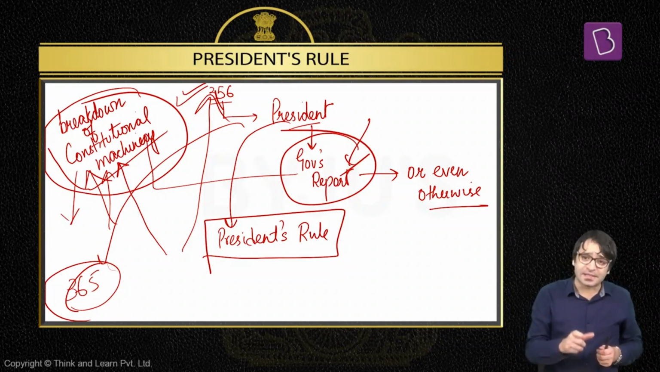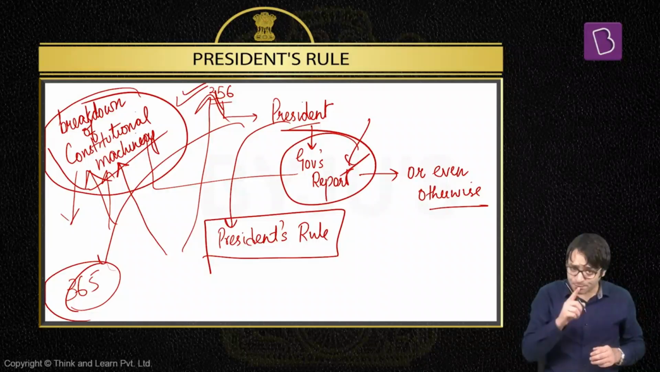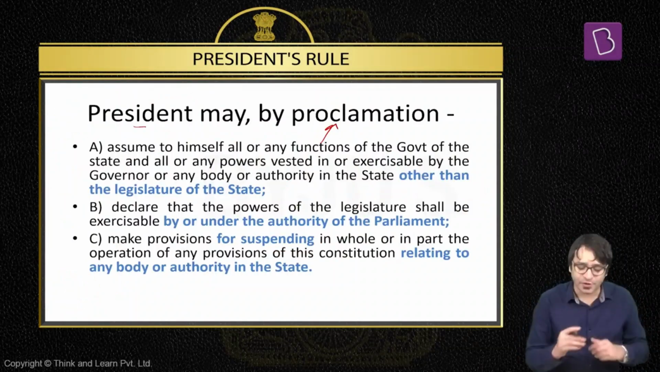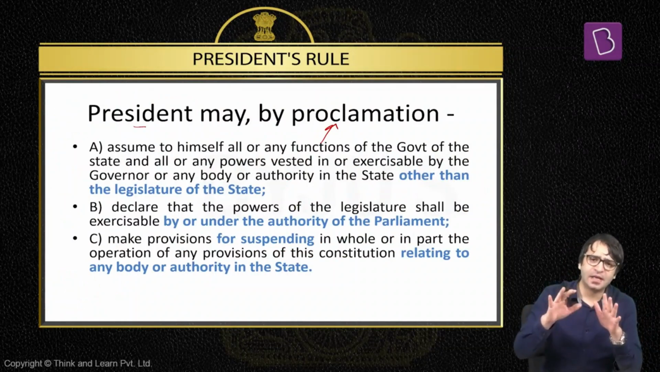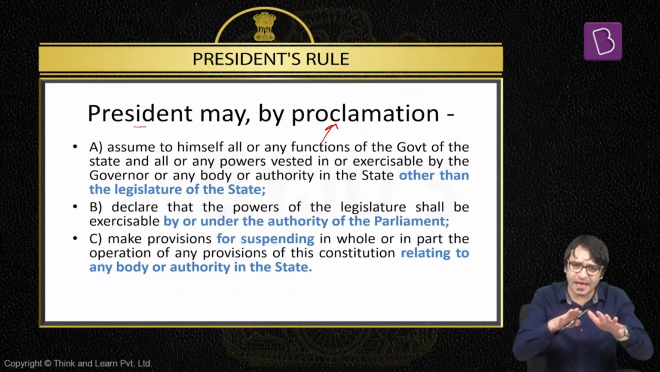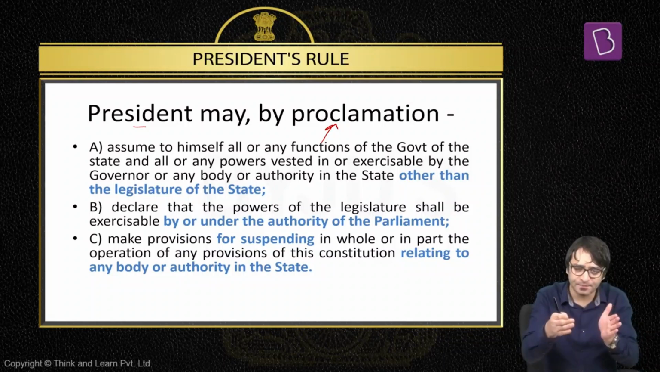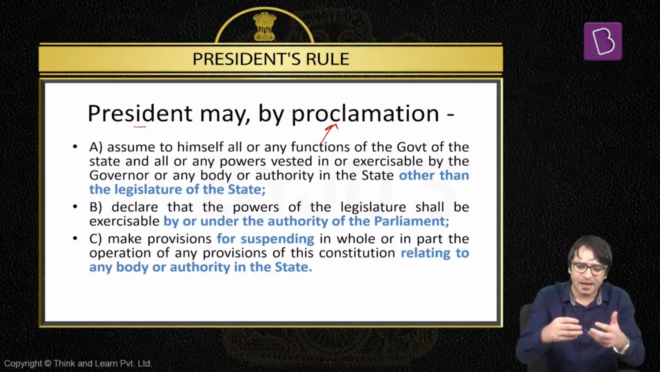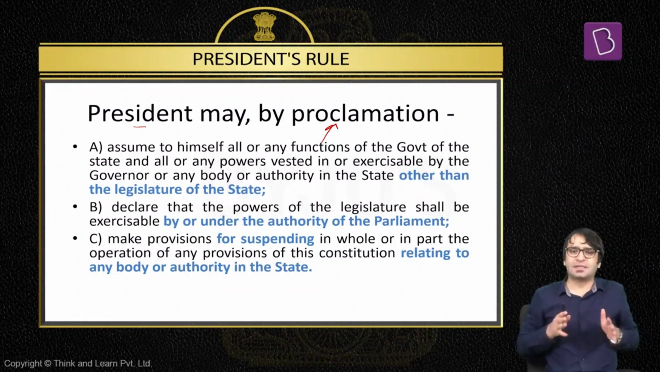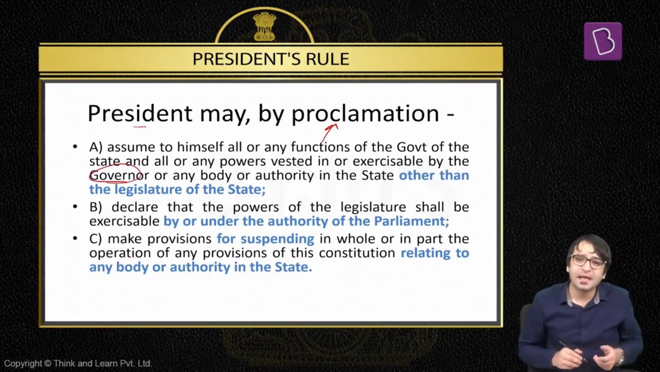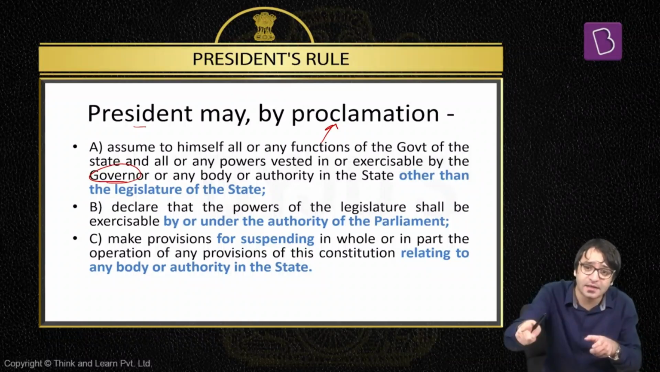But when the president proclaims president's rule, what exactly happens? This proclamation is very important. By proclamation, what can the president do? He assumes all executive powers of that state to himself. Normally, the governor plays a dual role. He is the executive head of the state, and he is also a constitutional link between the center and the state. But when president's rule is imposed based on the governor's report, the presidential proclamation says, number one, I am assuming all executive powers for myself, and these executive powers will be exercised through my governor. In this case, when the state is under president's rule, the governor is the agent of the center.